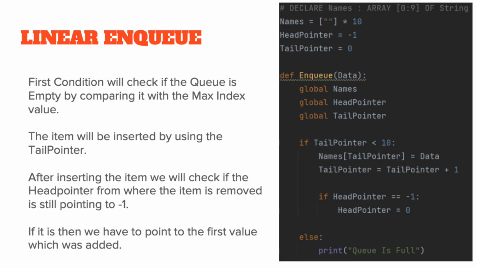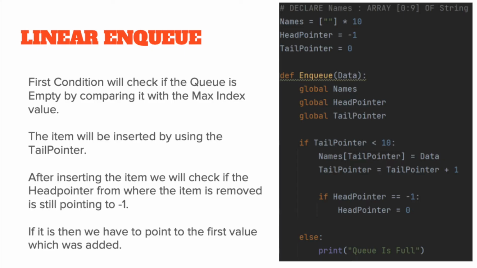It's a list, so we just set up the names array, 10 items. We have a head pointer and a tail pointer. You can call it start pointer, end pointer, doesn't matter. At the beginning, the start pointer is -1 because we haven't added anything to the queue, and the tail pointer is 0 because 0 is the first position of that array. So that's how we set it up.